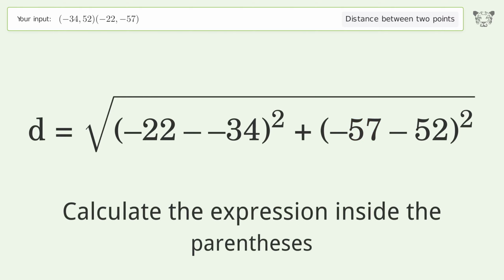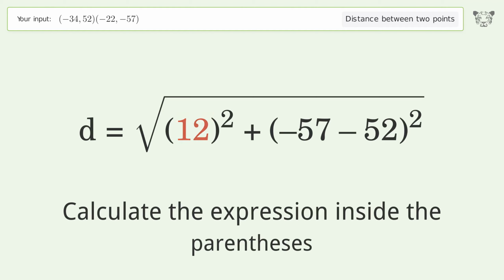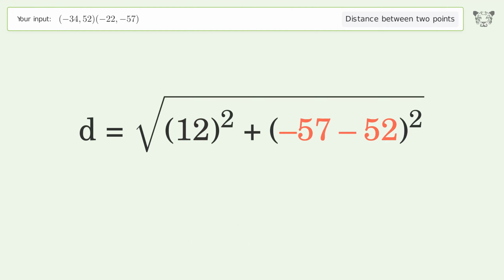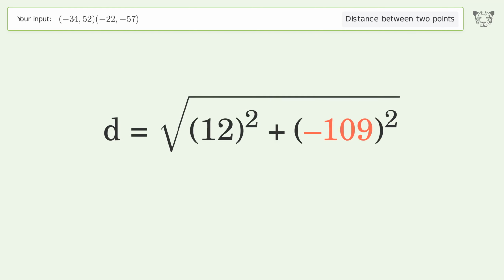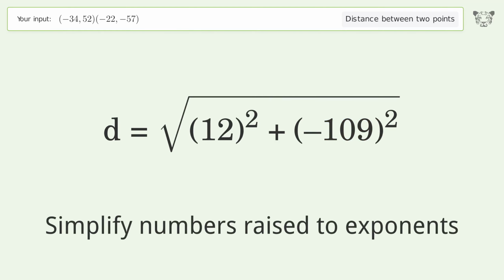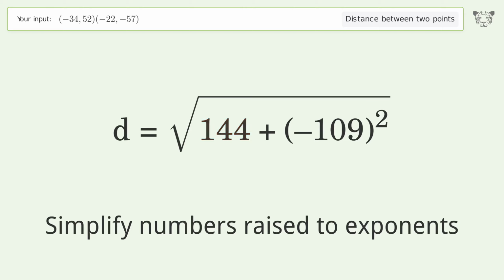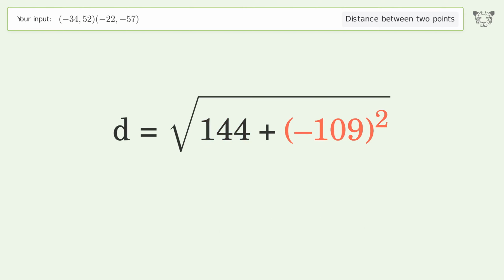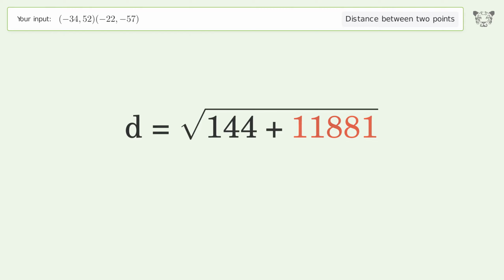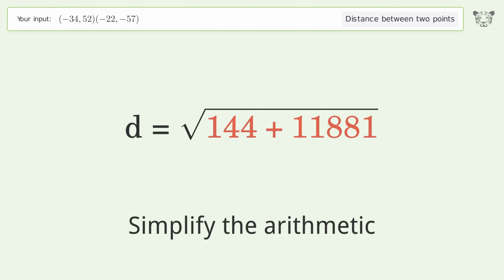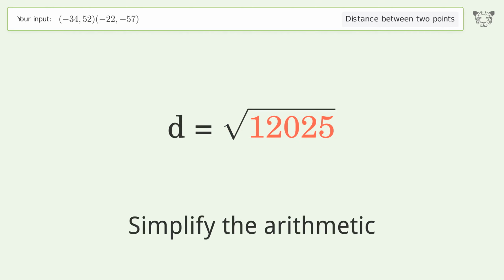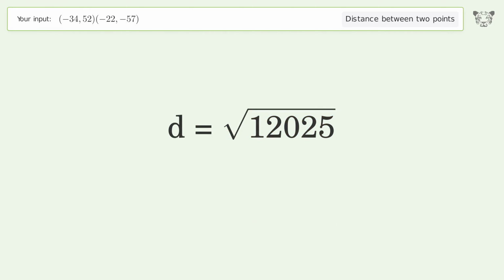Calculate the expression inside the parentheses. Simplify numbers raised to exponents. Simplify the arithmetic. And so the distance between the 2 points is the square root of 12,025 or 109.659.